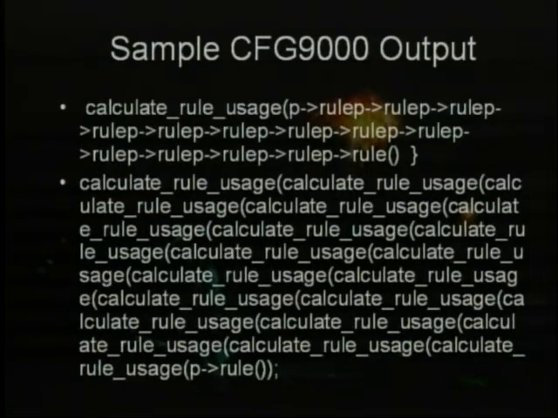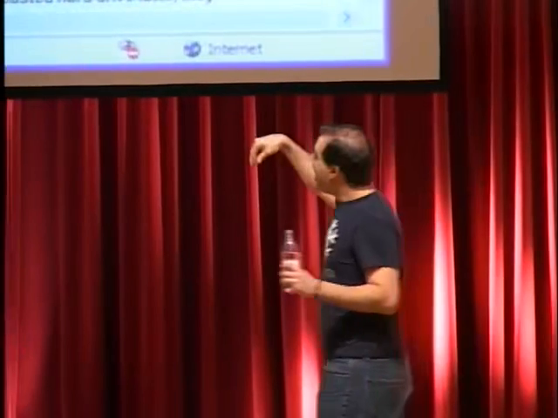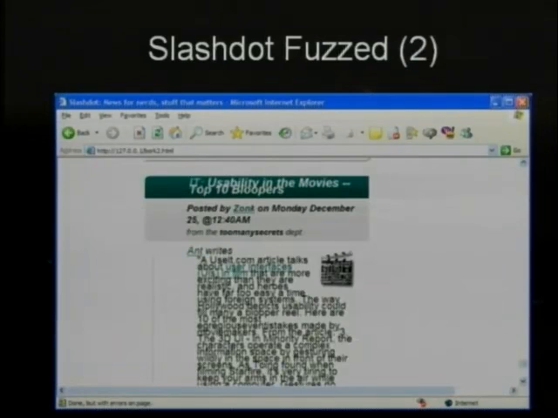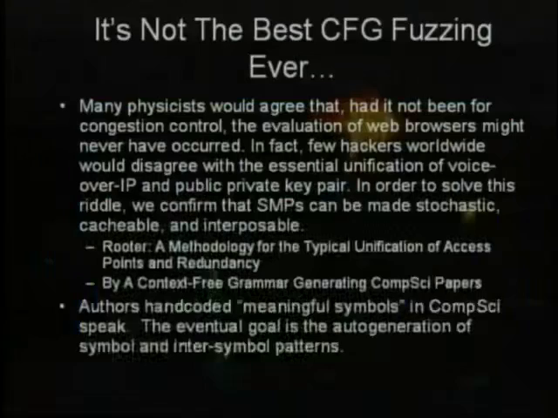Oh wait, this is a simple calculate rule usage, and so on. I ran this on HTML, and we actually got valid HTML, sort of, and certainly more meaningful symbols than if I had just flipped arbitrary bits. And here's another example. I'm not sure what it's doing, but the browser took it. Now, this is not the best context-free grammar fuzzing ever.